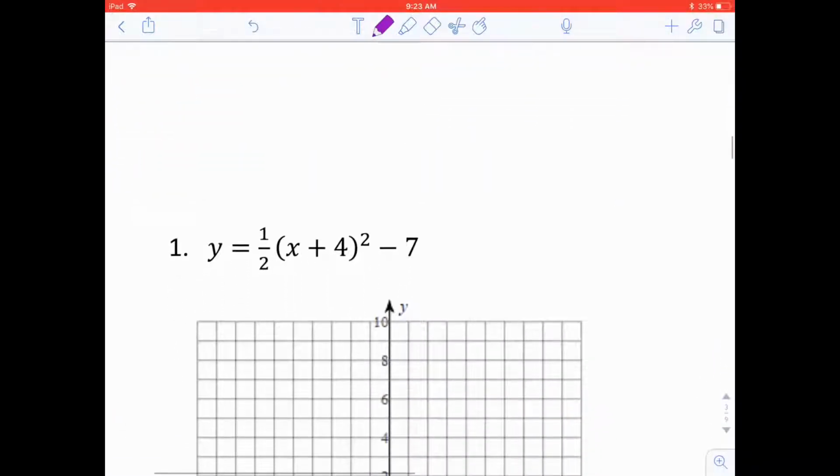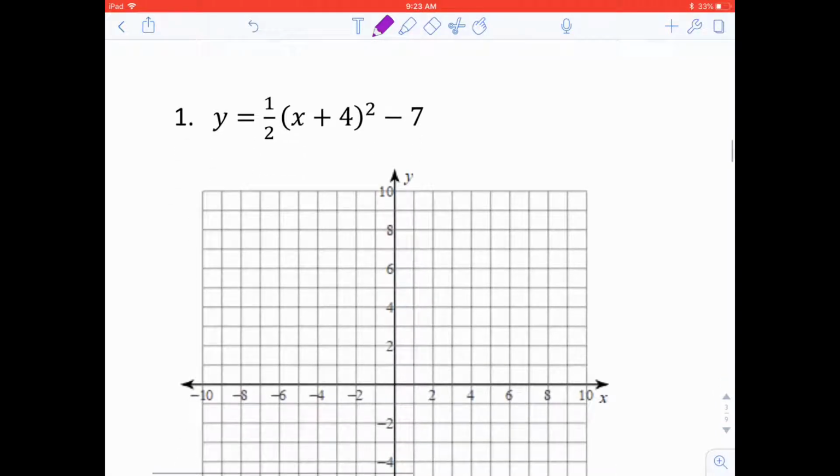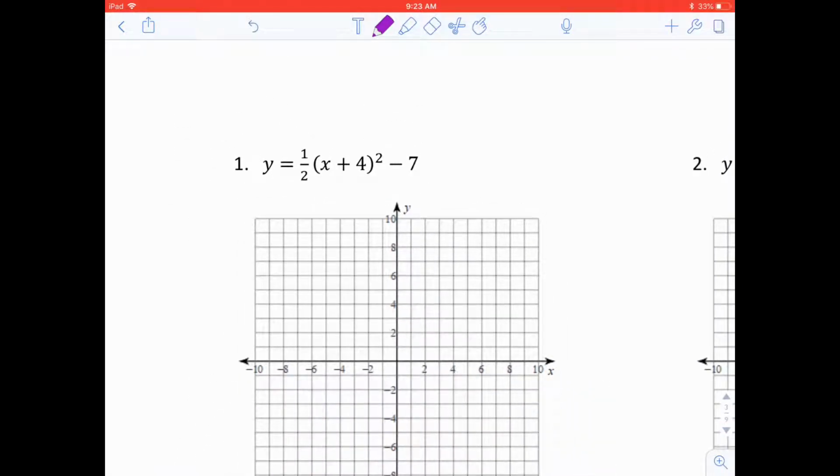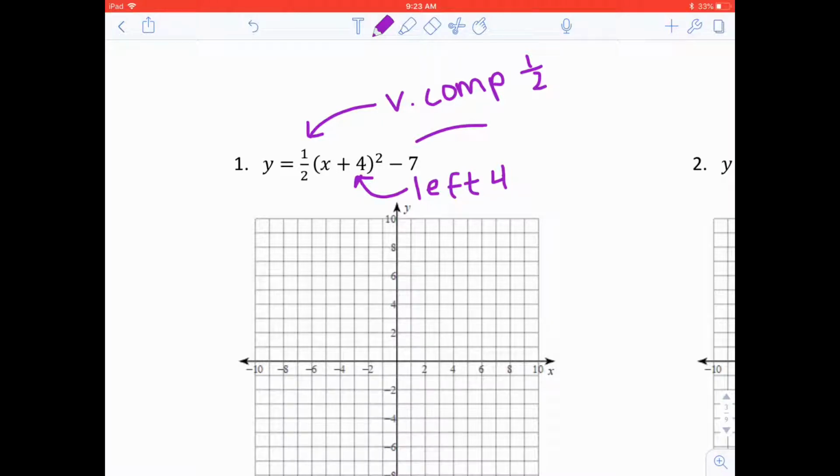So let's go down here. Here we have a few transformations again. We have a vertical compression, and the compression is 1/2, so it's going to grow half as fast as it normally does. We have the +4 in there, so that means that we have moved to the left 4. Ooh, that 4 looks terrible. There we go. And then we have a -7, so that means we have moved down 7.